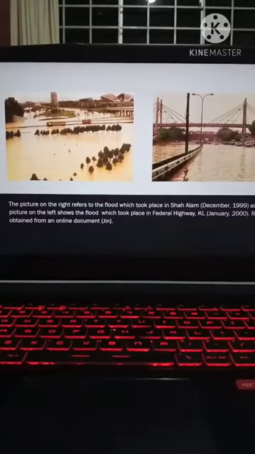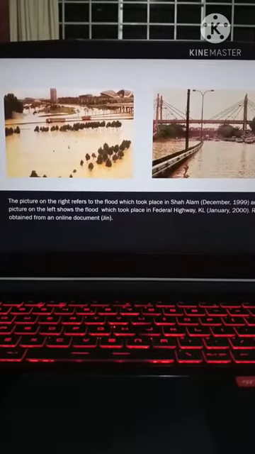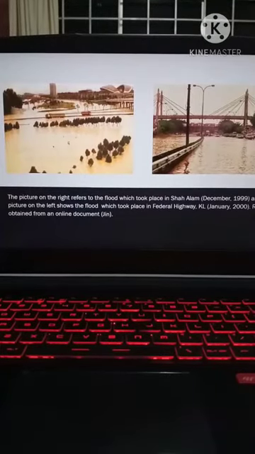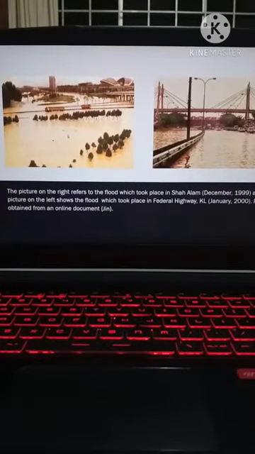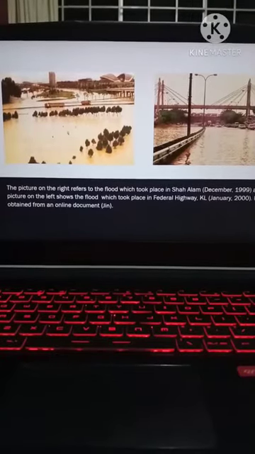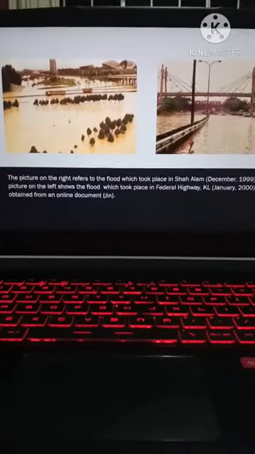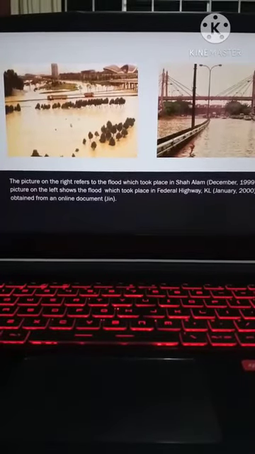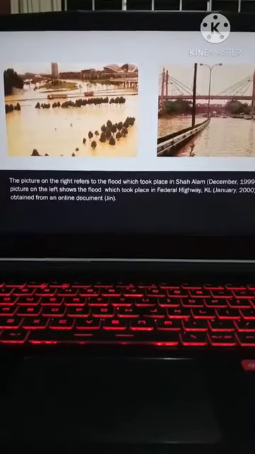Alright, these are some references that I got about floods that occurred around 20 to 21 years back. The picture on my left refers to a flood that took place in Shah Alam back in December 99. Sorry, it says right on my slide, but it's actually left. And the one on the right is the Federal Highway in Kuala Lumpur, January 2000. These are pictures that I obtained from the case study.